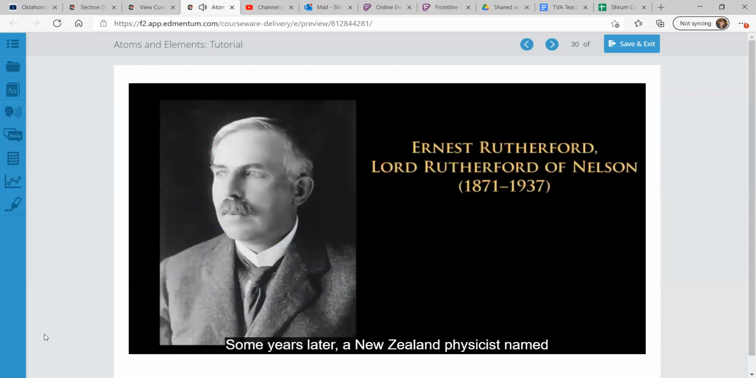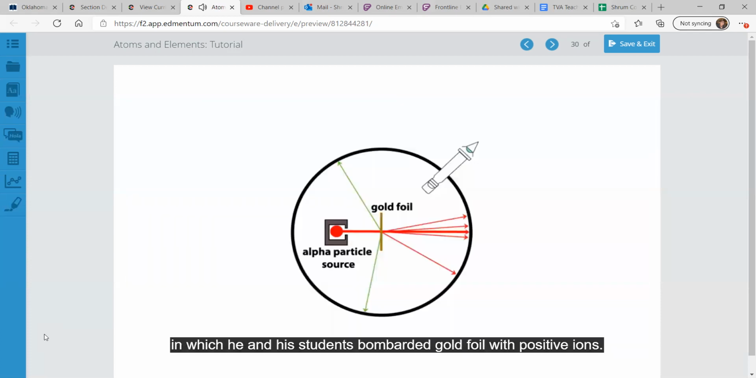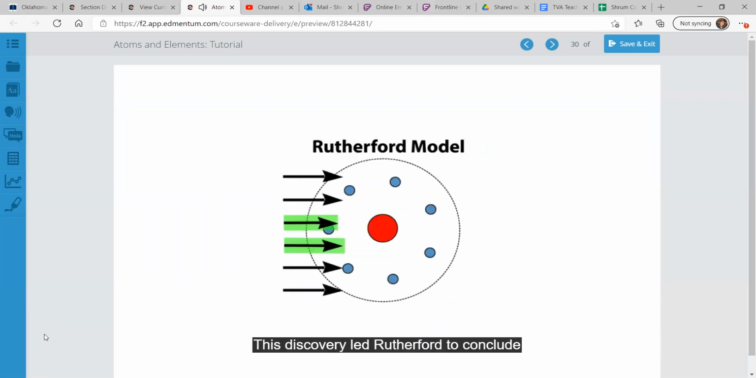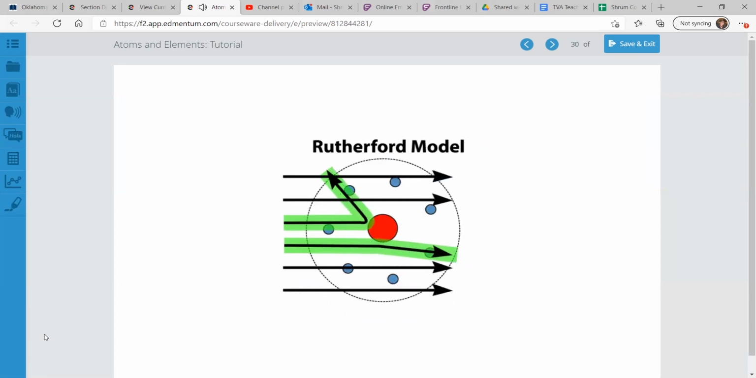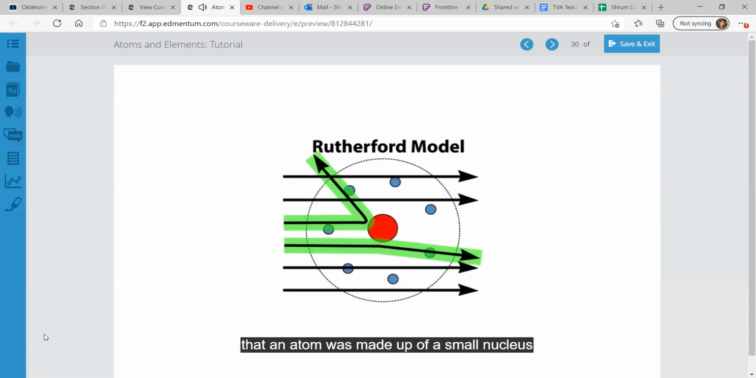Some years later, a New Zealand physicist named Ernest Rutherford conducted some experiments in which he and his students bombarded gold foil with positive ions. They discovered that some of the particles bounced back. This discovery led Rutherford to conclude that an atom was made up of a small nucleus of positively charged particles that reflected the ions in the gold foil experiment.